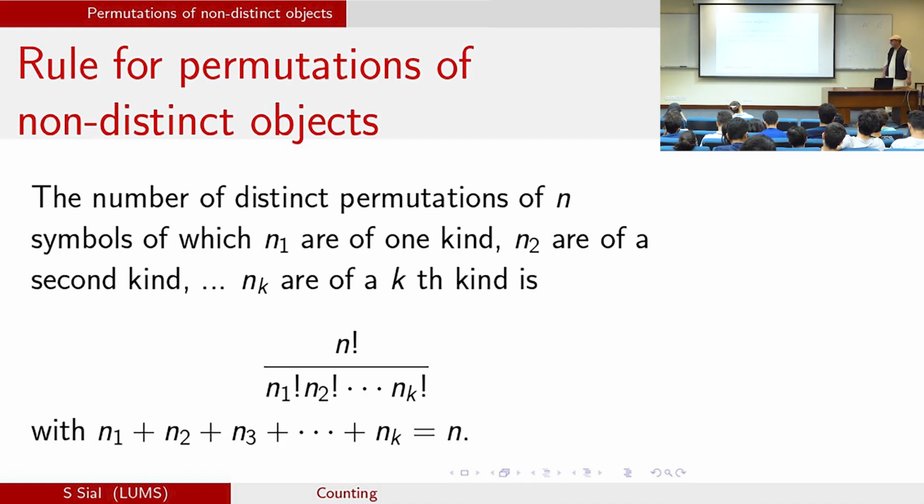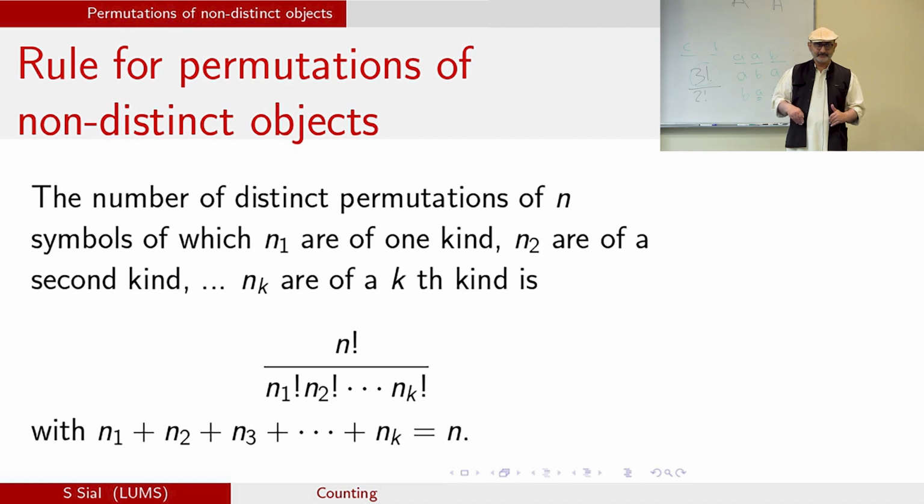Now, what if I had n distinct symbols? And n1 of them are the same, and n2 of them are the same, and n3 of them are the same, and so on. Well, if I pretend for the moment that they're all distinct, then the answer would be n factorial permutations. But n1 of them were the same, and interchanges of those n1 symbols don't change anything. So they were contributing a factor of n1 factorial in my n factorial, but they shouldn't have been.